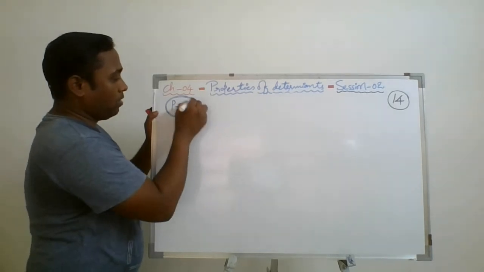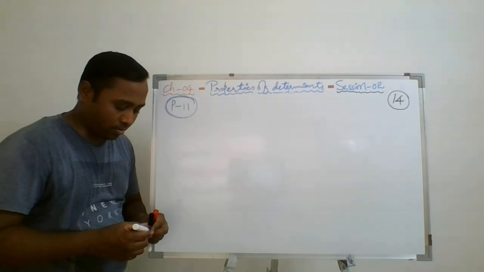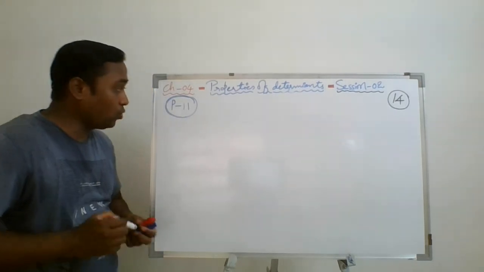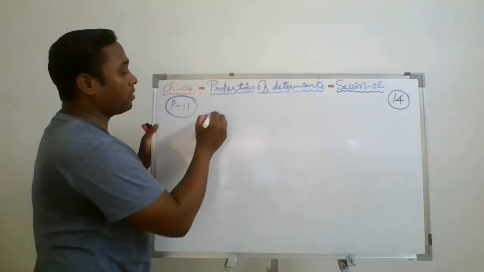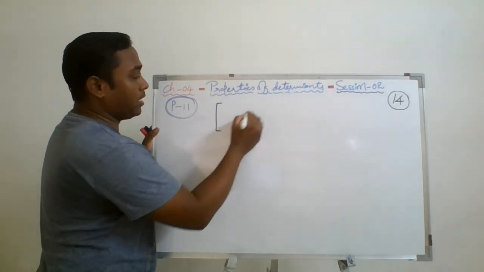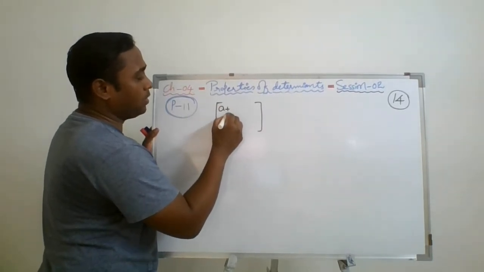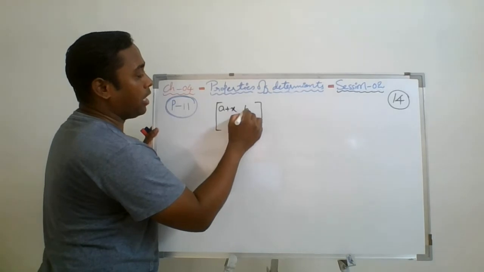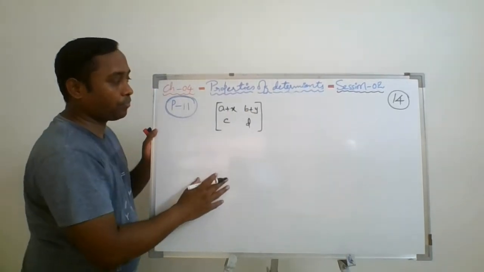What is this property number 11 speaks about? It's so interesting. Sometimes it's very useful in solving particular typical sums. See, if any matrix is expressible as, let us say I'm taking variables to understand this, a plus x and b plus y, and it is c and it is d.